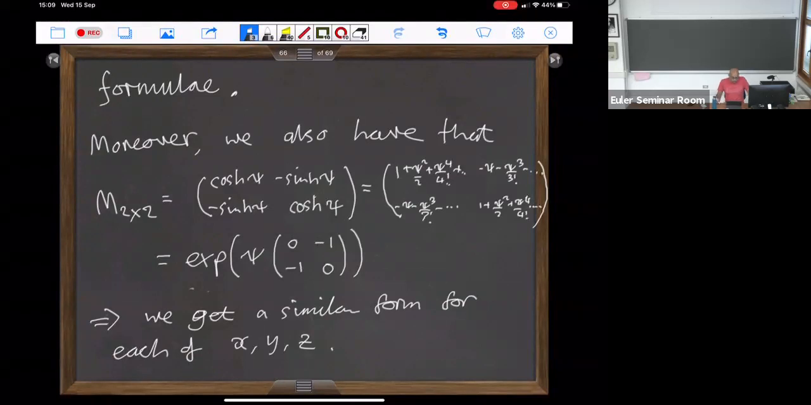Okay, so we'll do a similar computation. In other words, we write the entries of the 2x2 block of relevance as a Taylor series. So that's what we have on the right hand side. And then you can verify that that's actually the exponential of this matrix here, which is the parameter times 0, minus 1, minus 1, 0. And obviously, you'll get a similar form for whichever direction you pick, x, y, or z, to do your boosting.